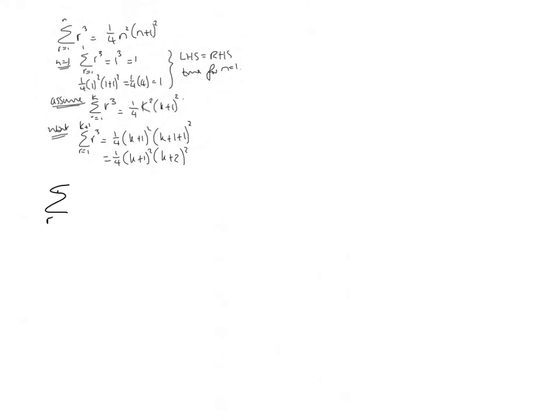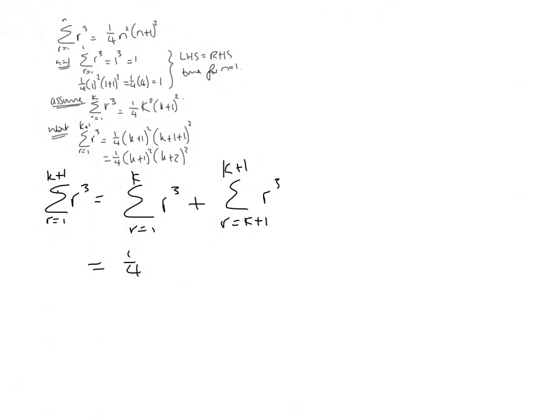Okay, let's investigate. Start with what we want. We want to know what is going on when you go all the way up to k plus 1. Split it into two parts, 1 to k, and then just k plus 1, because that's the end. We've made an assumption about the first bit. We've assumed, we made it up, but we have assumed that it's equal to a quarter k squared, k plus 1 squared, and that final term when r is k plus 1 is just k plus 1 cubed.